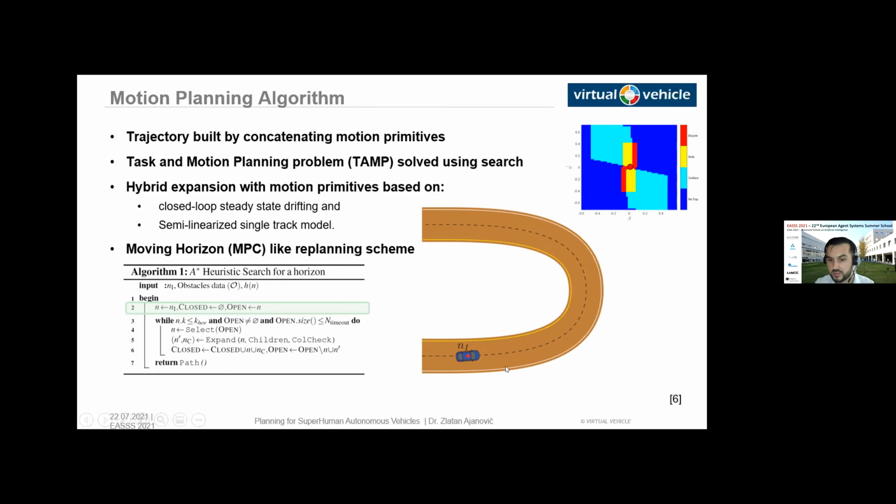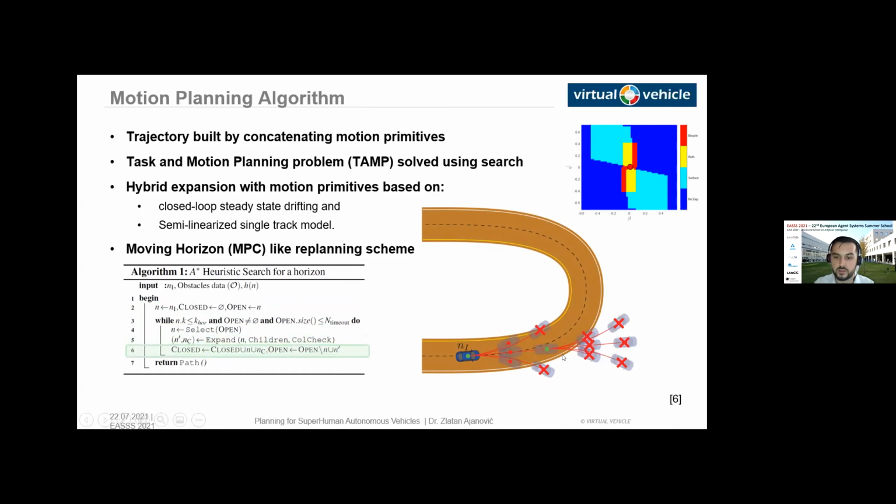So it's more or less driving straight, beta is 0, and psi dot is 0. From this state, we look at the neighboring state. In this case, we only expand using the semi-linear single track model. We remove the states which are taking the car off a road, and from the states which are there, we expand further.